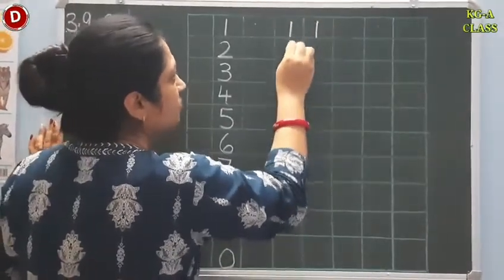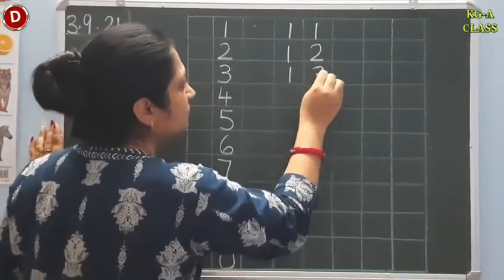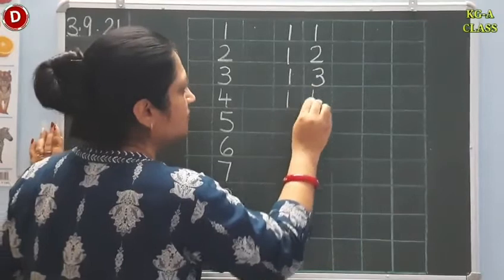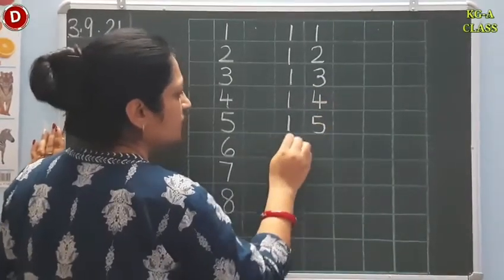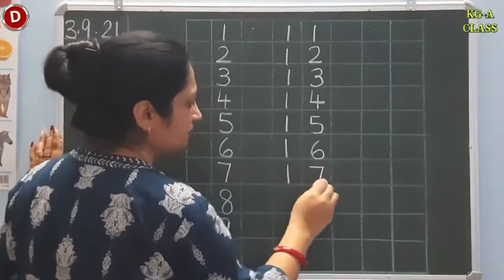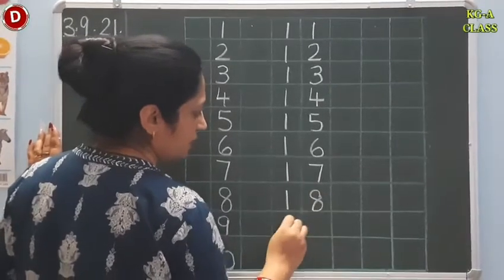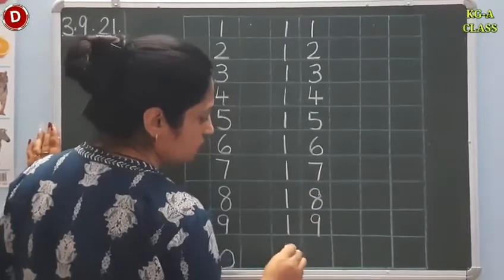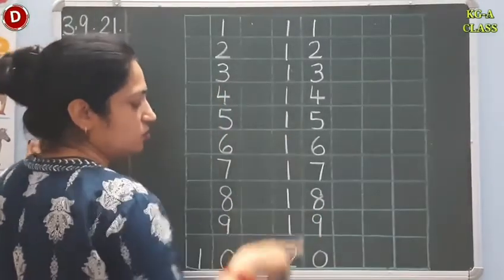11, 12, 13, 14, 15, 16, 17, 18, 19, 20. And this way you have to write 11 to 20.